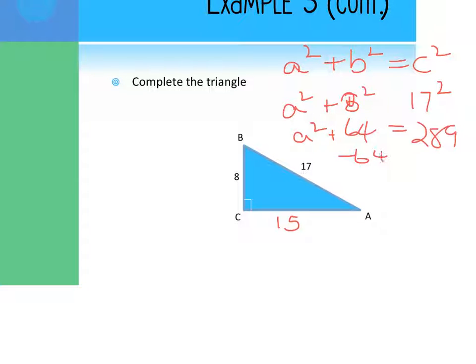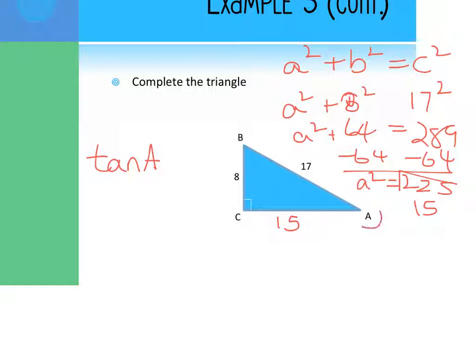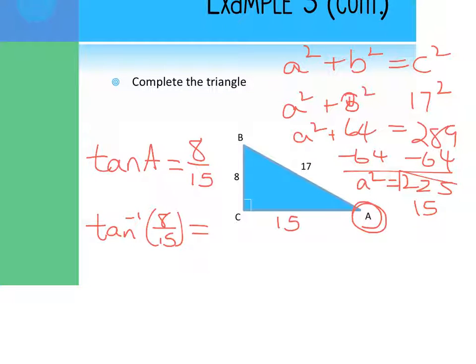Subtract that 64, and I get 225, and when I square root that, it's 15. So now I have the missing side. If I wanted to do the tangent of angle A, so I'm talking about A, what's going to be my fraction? What's my opposite and adjacent? 8 over 15. I would get 28. So I have my tangent ratio based on A, it's 8 over 15.